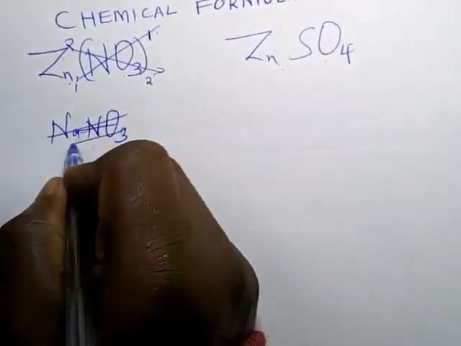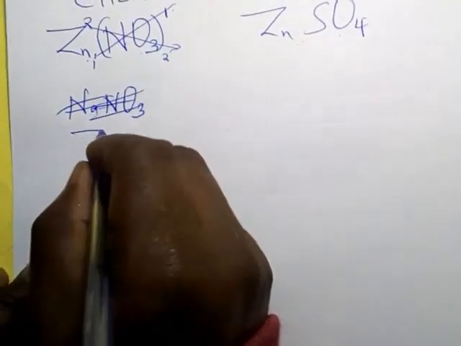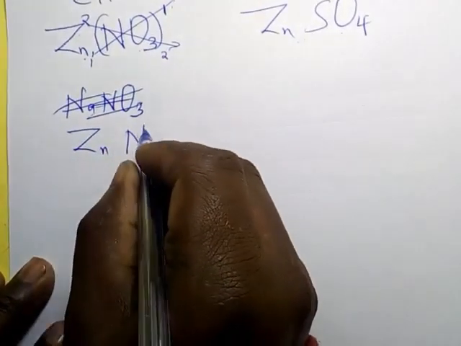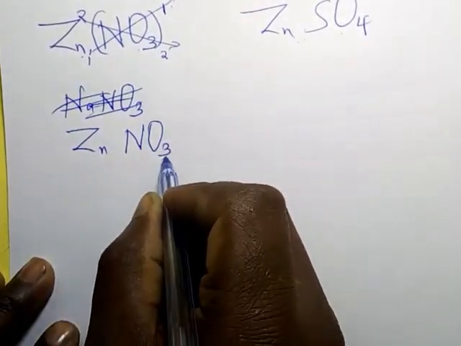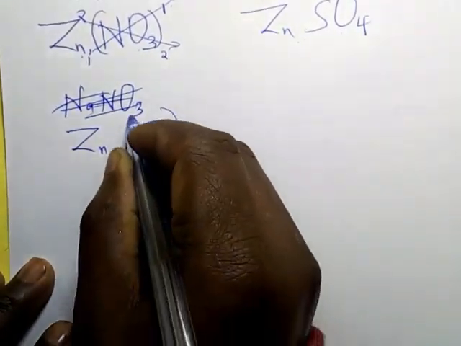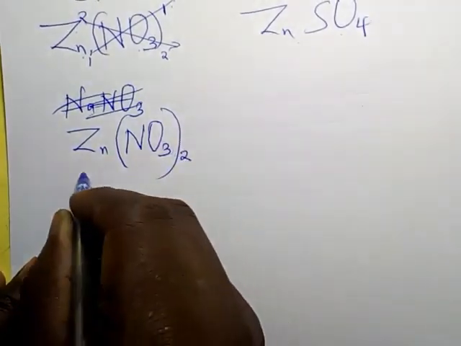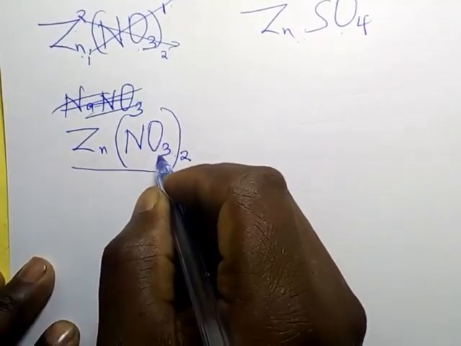So the final, let me read this, we will have zinc nitrate. Because we cannot put 2 here, we put a bracket to differentiate this one so that we cannot confuse, and we have 2. And this one is called zinc nitrate.